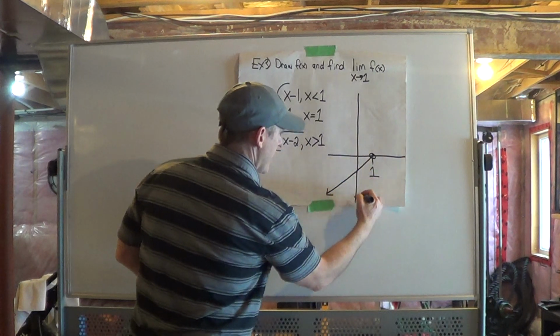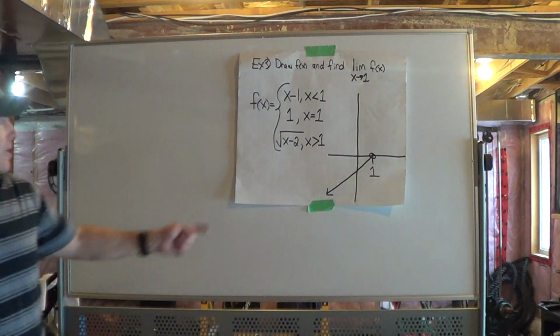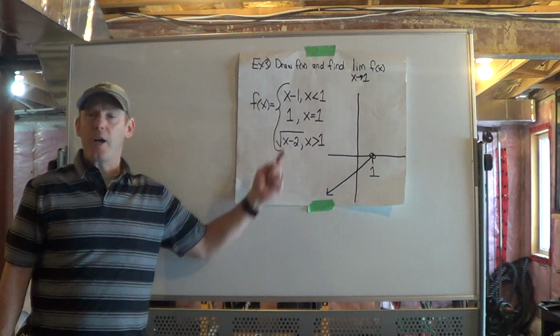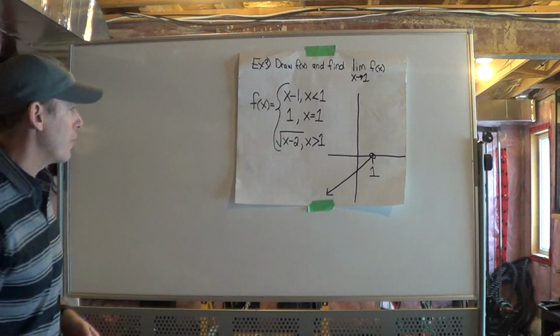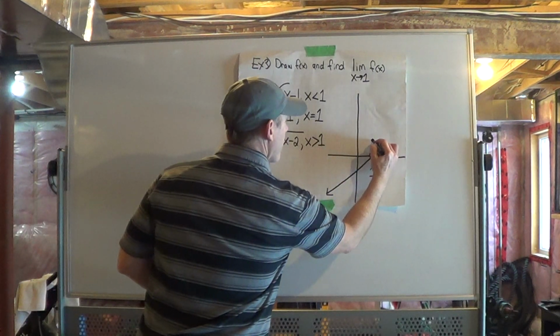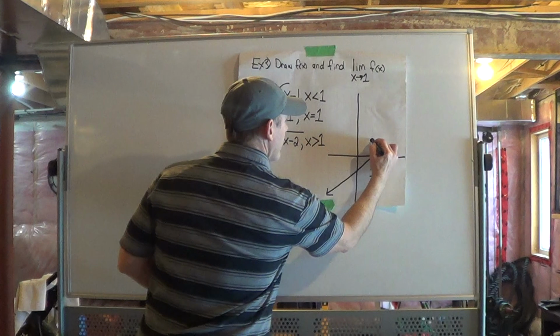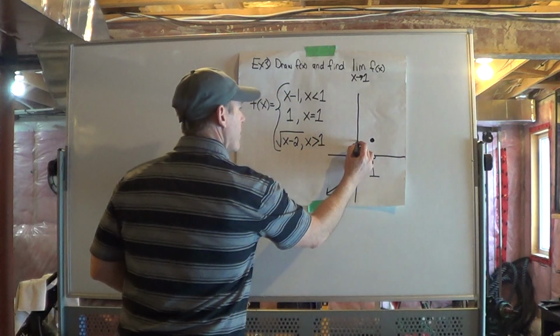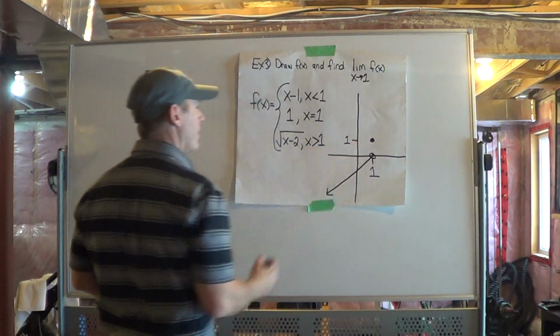Let's draw the rest of the axis. Now it says at x equals 1, the value is just 1. So I'm going to plot that. That's just a point. There we go, I put my point in there, and again, that's at a height of 1.